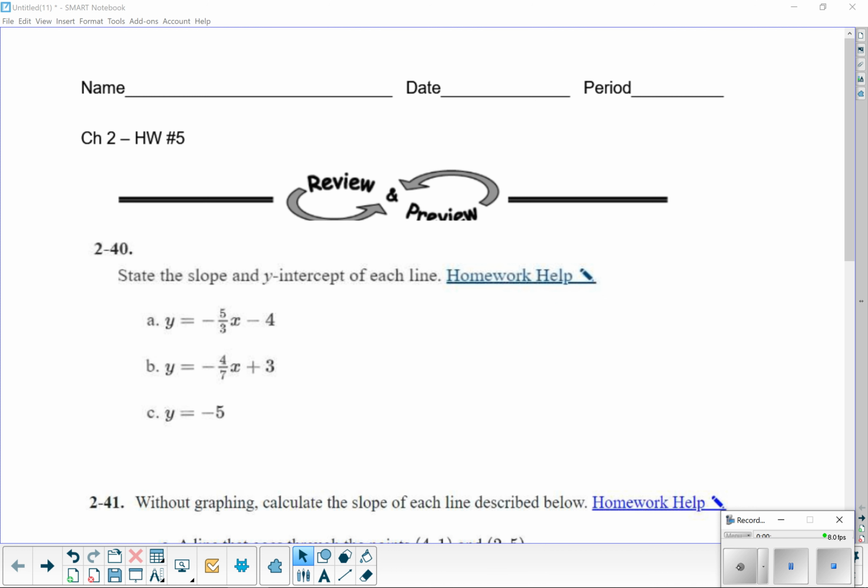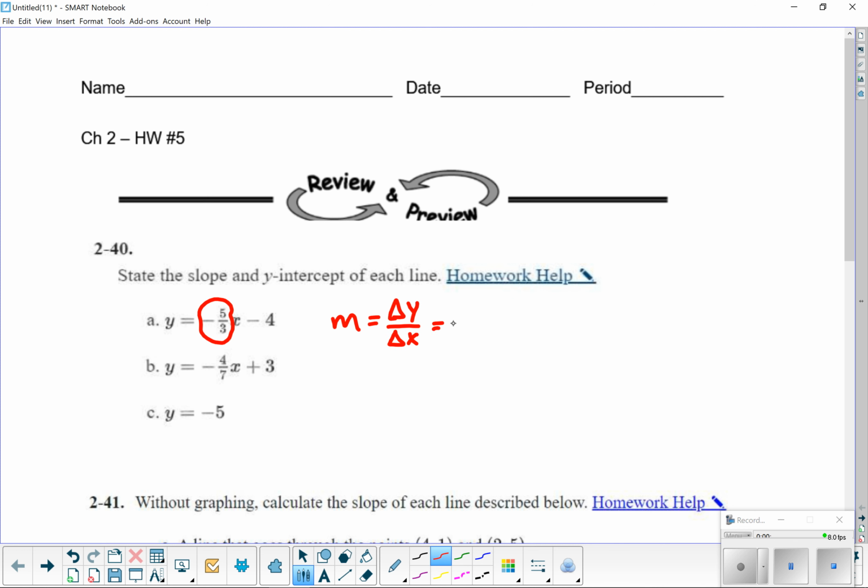Alright guys, so let's go ahead and get started on this number 5 right here, homework. So let's see. It looks like for number 40 here, we just state, meaning just write down the slope and the y-intercept. And the slope is always going to be the rate of change, or the number with the x, not the x, the number with the x. So the slope, we'll call that m, or you can call it change in y over change in x if you like.